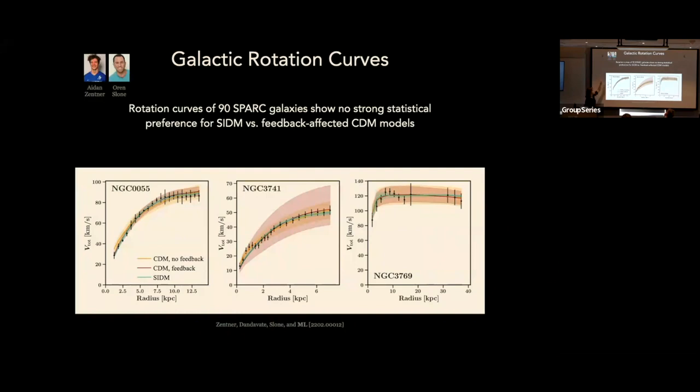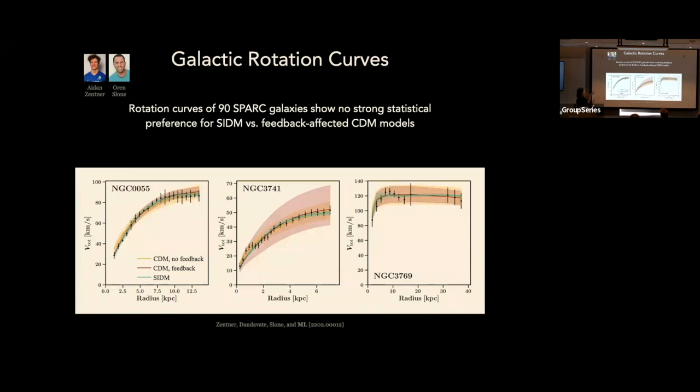So what Aiden did was he looked at the rotation curves from 90 galaxies and fit them to cold dark matter models with feedback, without feedback, and also SIDM, and did a full Bayesian comparison to ask, is there a model preference for one versus the other? And what he found was that there was no model preference. So in some sense, either one looked like it was a good enough fit. And you can sort of see that from these 3 example galaxies here. The CDM with feedback models are shown in red, the SIDM are in green, the data is in black. And in each of these cases, they both do equally well in fitting.